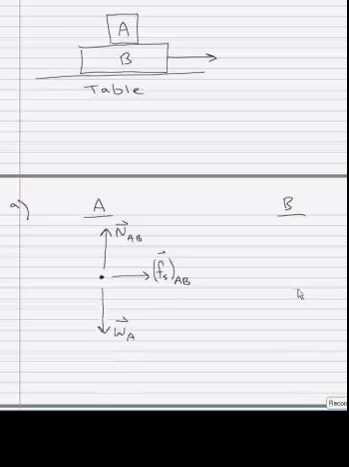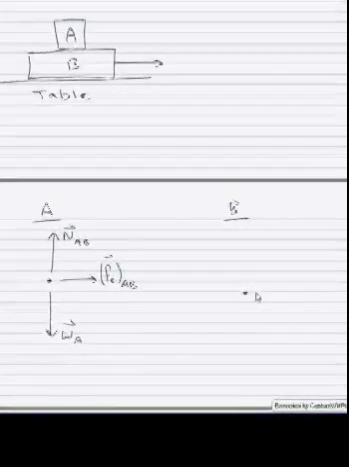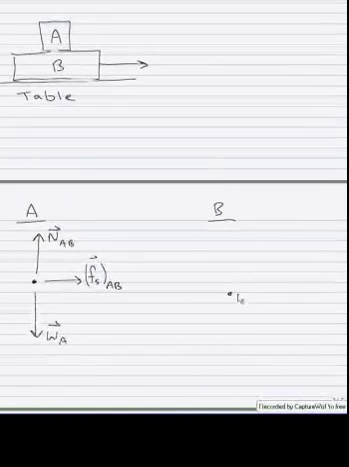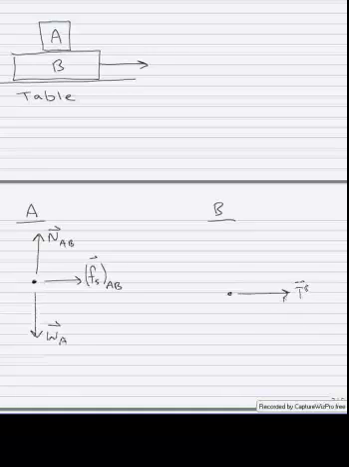On block B, what's touching block B? Well, the rope is, so there's a tension. And the table is touching block B. A table can interact through a normal force and through a friction force, but there's no friction in this case. The table is frictionless, so we only have a normal force.